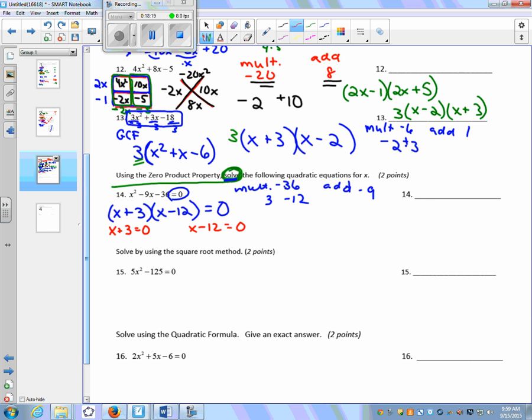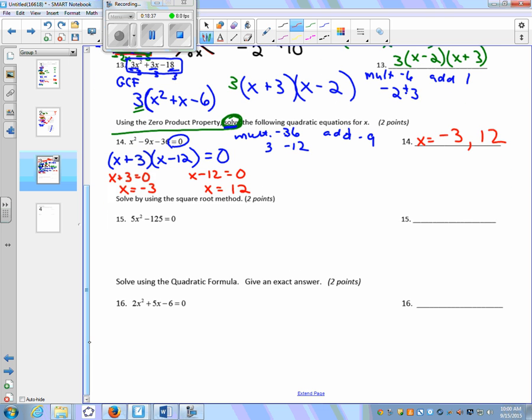That's the zero product property. So what value of x would make this factor equal to 0 would be negative 3, and what value of x would make this factor equal to 0 would be 12. So my final answer is negative 3 or 12. Number 15, solve using the square root method. Again, GCF first. 5x squared minus 5.